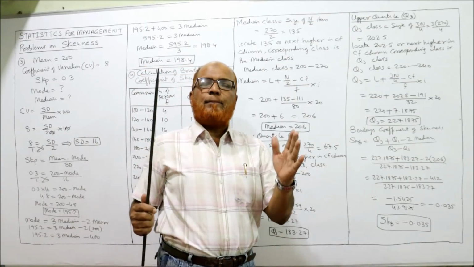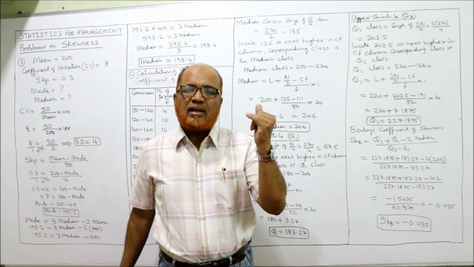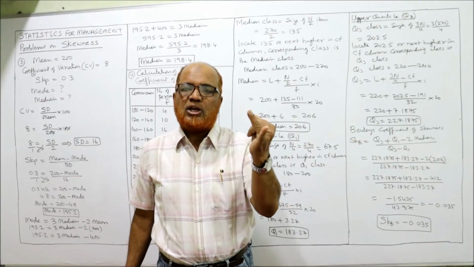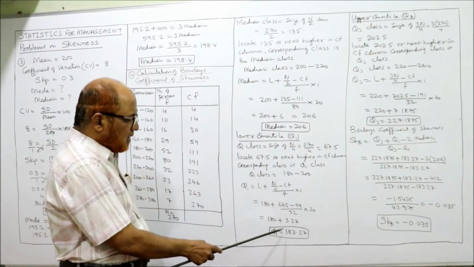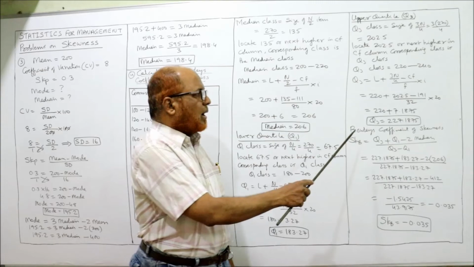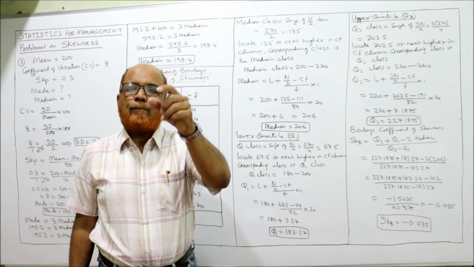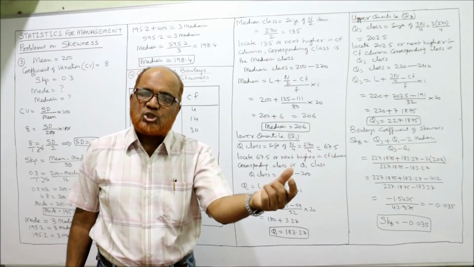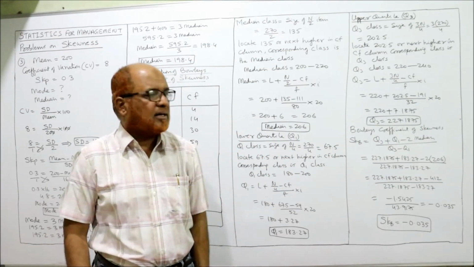For calculating Bowley's coefficient of skewness, we require median, Q1 and Q3. All the three things we have calculated: median, Q1 and Q3. Now substitute in the formula. Bowley's coefficient of skewness SKB is equal to (Q3 plus Q1 minus 2 median) divided by (Q3 minus Q1). That is the formula.